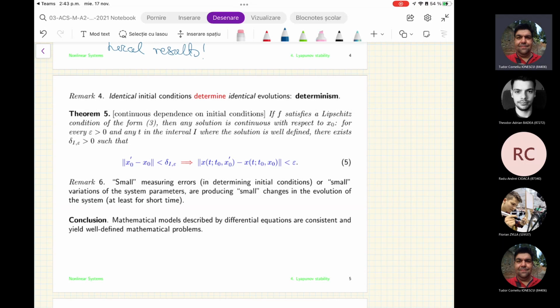And now, gathering all the results discussed so far, we can draw the conclusion that the mathematical models described by differential equations are consistent and yield well-defined mathematical problems. So we are in a legal context for all we're going to talk about from now on. From a mathematical point of view, everything is legal, everything is all right. And this is very important. This is very important, okay?